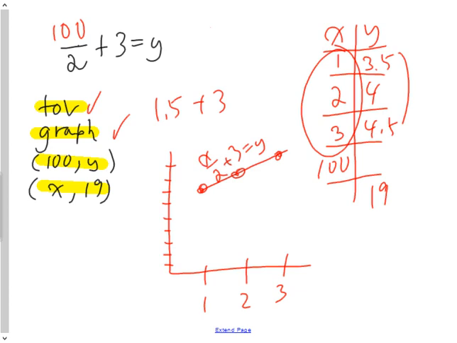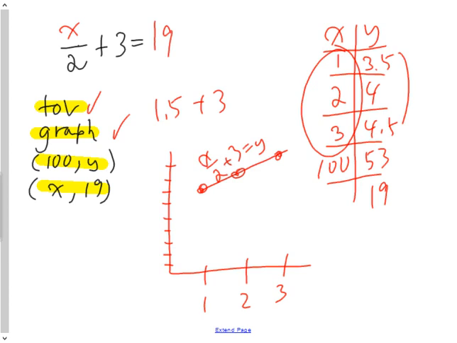100 divided by 2 is 50, and 50 plus 3 is 53. So when x is 100, the y value will be 53. And finally, in the last question for this particular part, I'll put my x back up here. When y is 19, what is the corresponding x value?